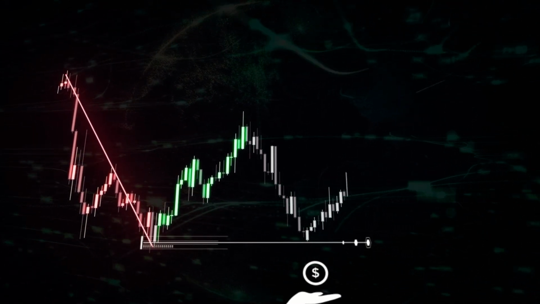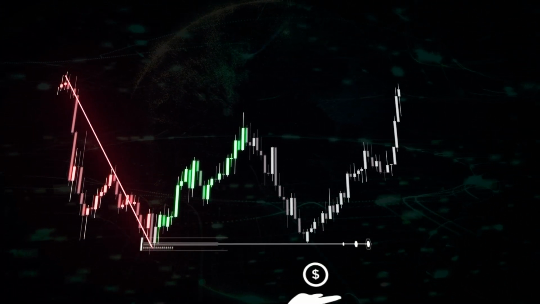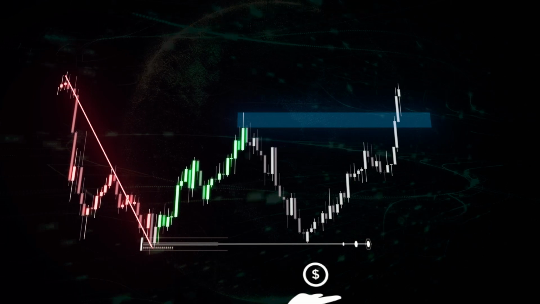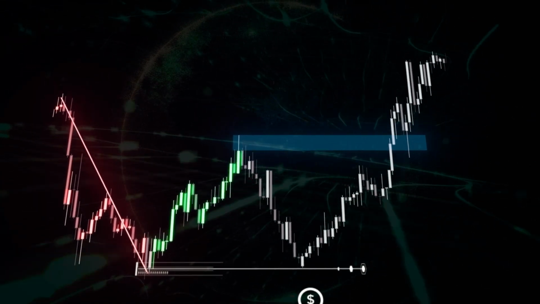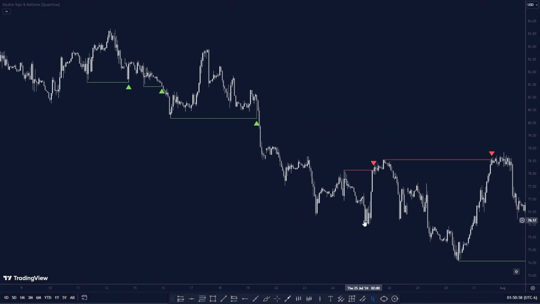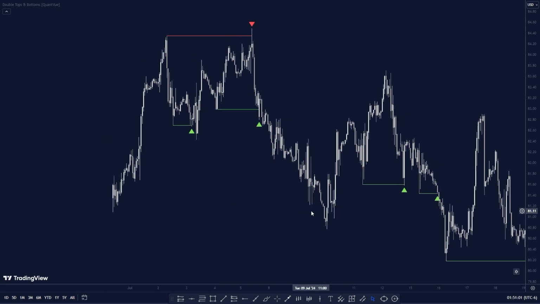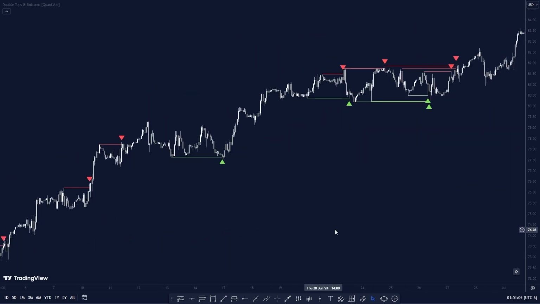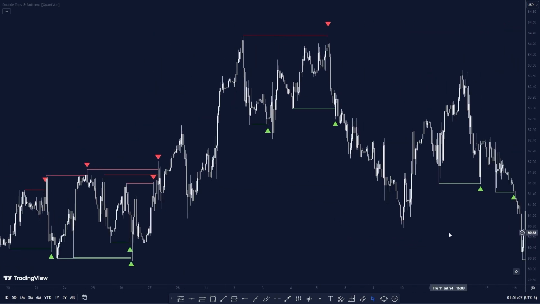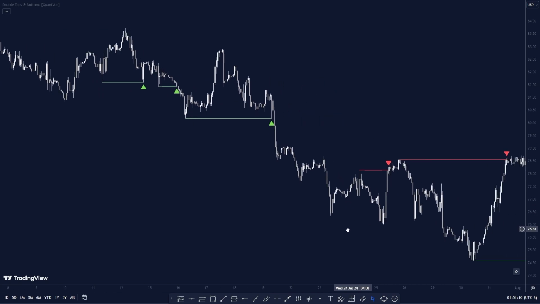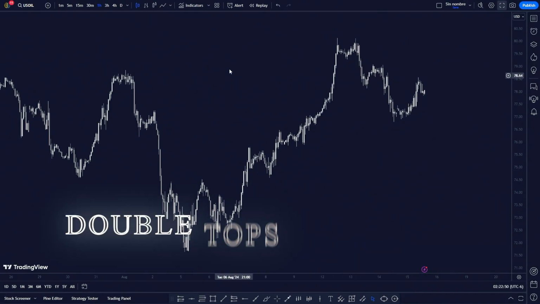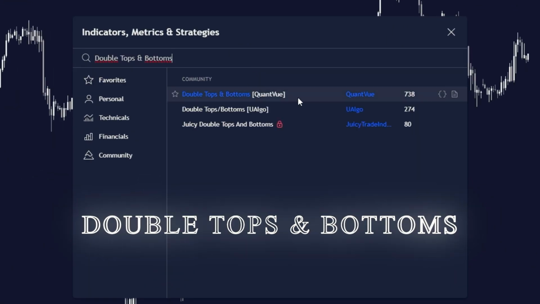The price rises and breaks the neckline. This break may trigger more buying by traders, which pushes the price even higher. To facilitate the identification of these patterns, you can use custom indicators that automatically identify and draw the lines of the patterns on the chart, saving time and effort in the analysis, such as the indicator called double tops and bottoms, which can be found in TradingView by the user QuantView.